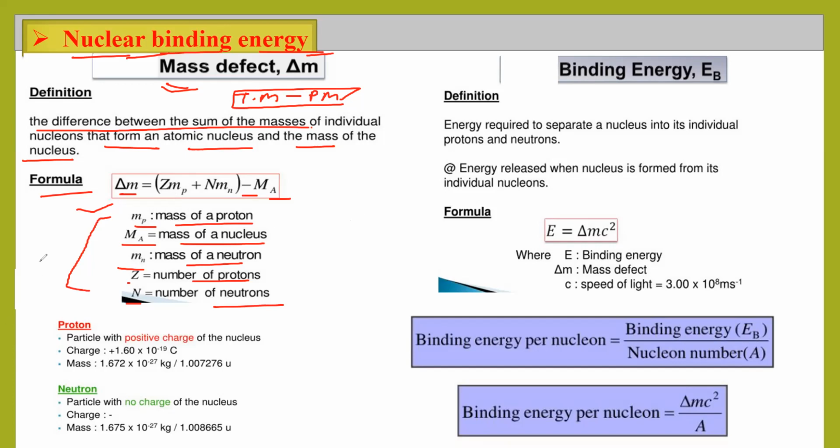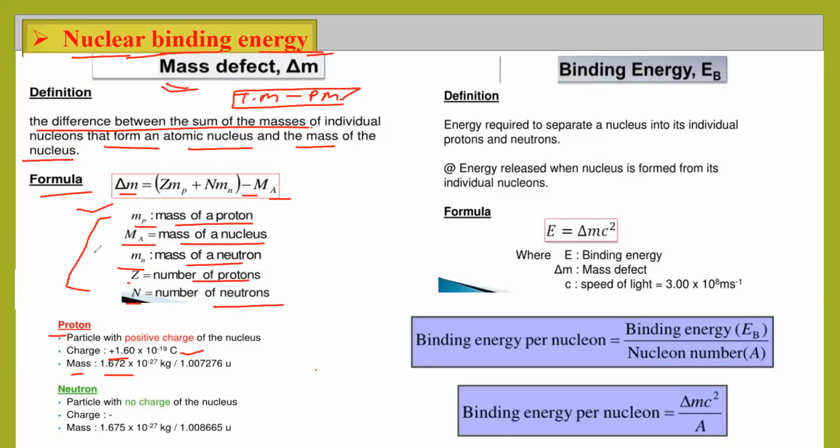And we know what a proton is. It has a positive charge, and its charge is 1.6 into 10 to the power minus 19 coulomb. And what is the mass of a proton? Proton mass is 1.672 into 10 to the power minus 27 kilogram, or we can say that it is 1.007276 unit, or u.